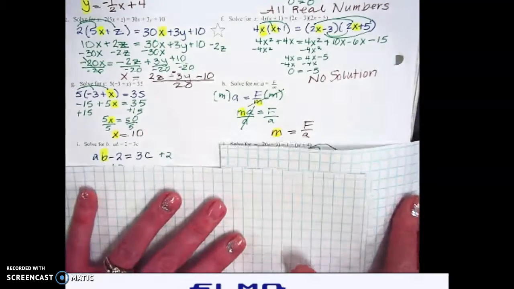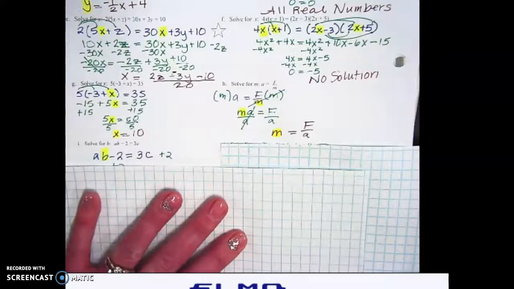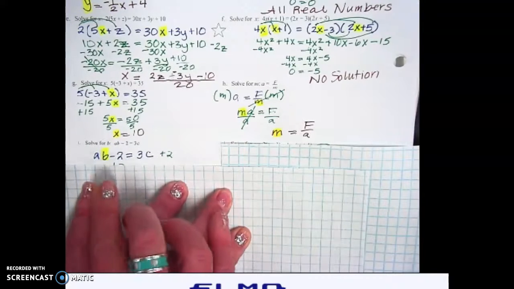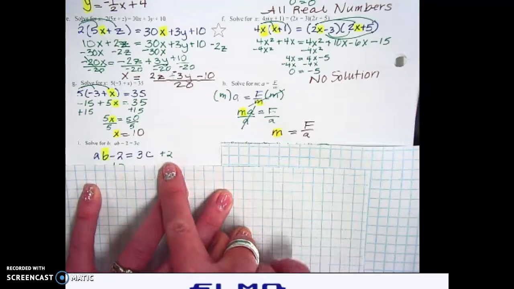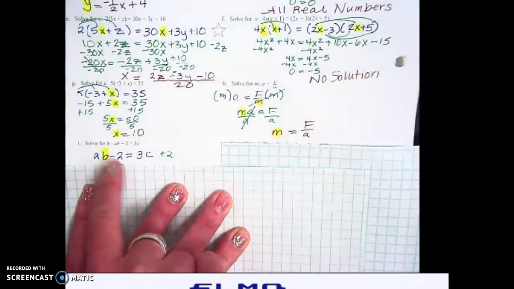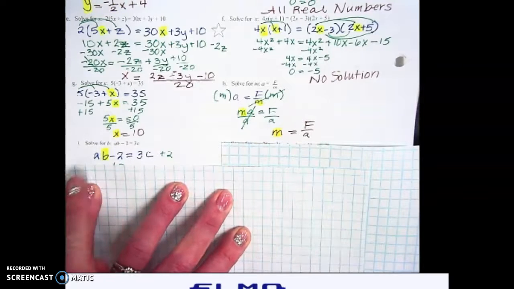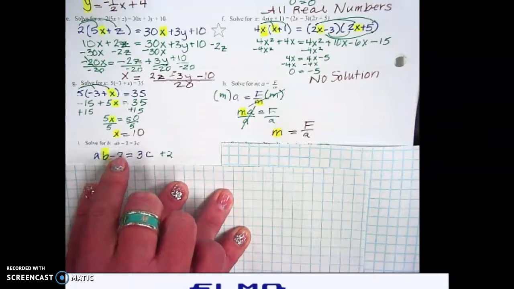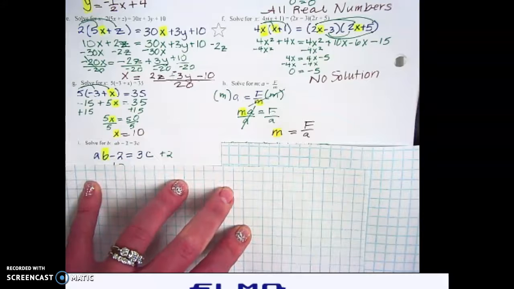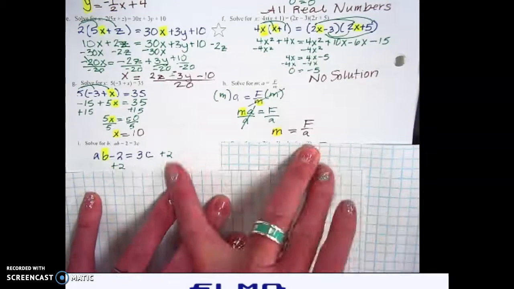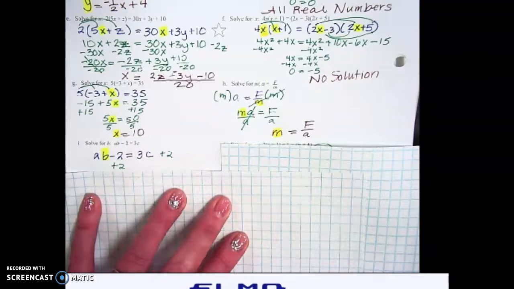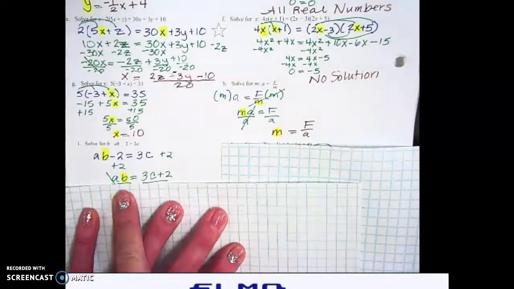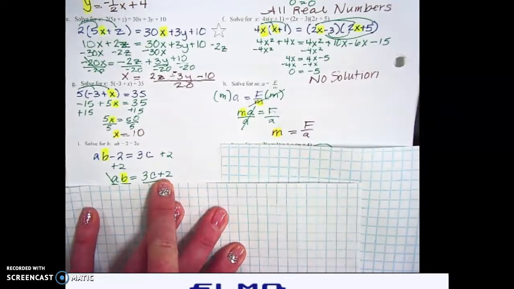For I, they want us to solve for the variable B. So we start by writing the original equation, which is AB minus 2 equals 3C. So we're going to highlight the B so we can see what's happening. The B is being multiplied by A, and 2 is being subtracted. What's the inverse operation of subtracting 2? Adding 2. So that's why this plus 2 is kind of floating over here. So we want to add 2, add 2. Okay? That leaves us with AB on the left and 3C plus 2 on the right.